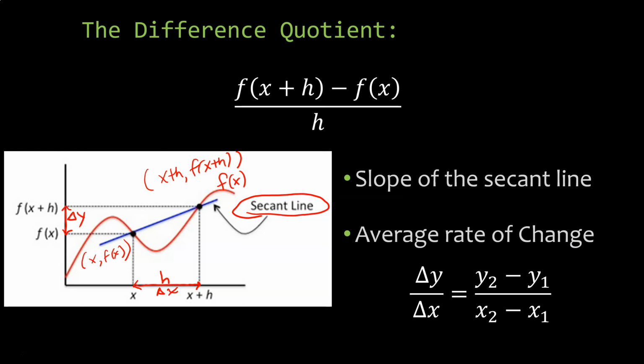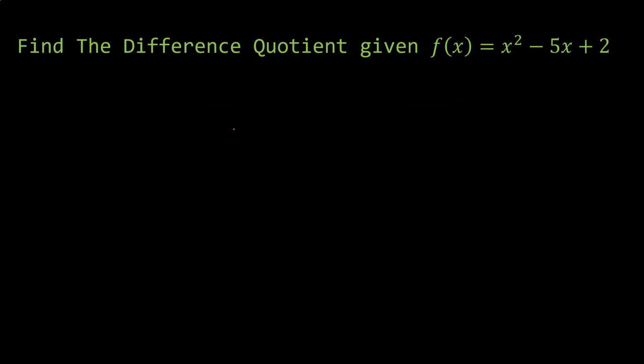For now, in an algebra class, you are expected to use the concept of function, input, output, and algebra of functions to be able to simplify the difference quotient. Here is an example. f of x equals x squared minus 5x plus 2. The difference quotient is f of x plus h minus f of x all over h. That would be change in y over change in x.